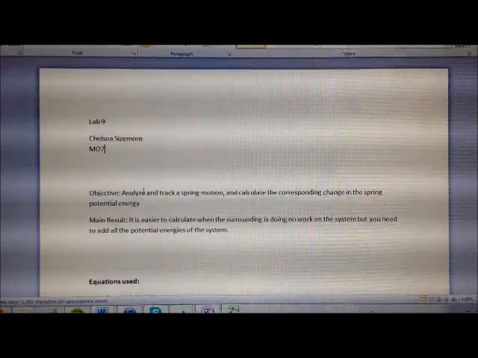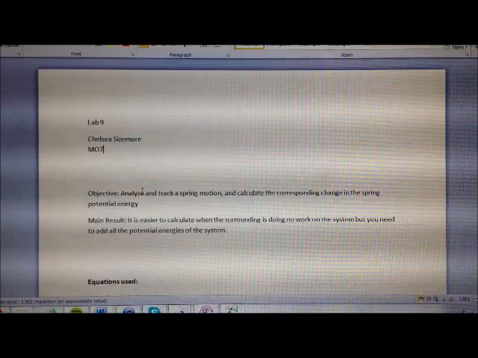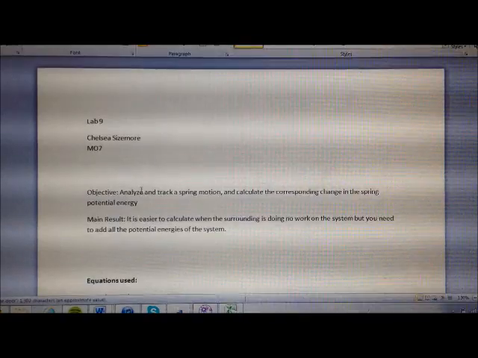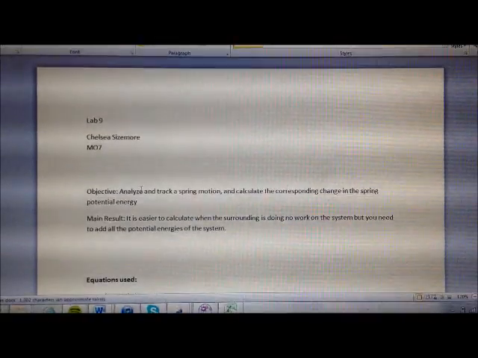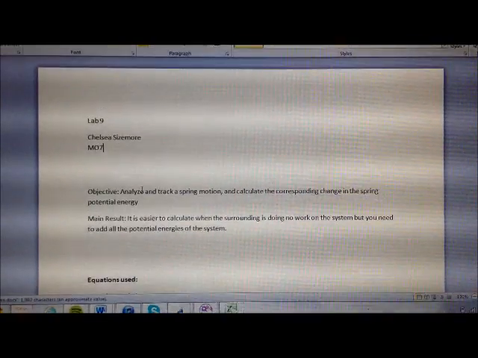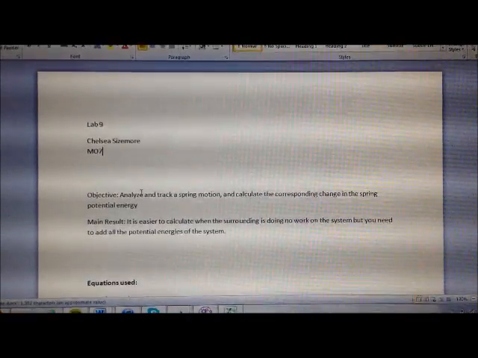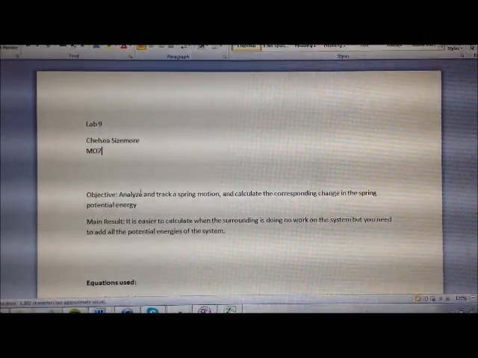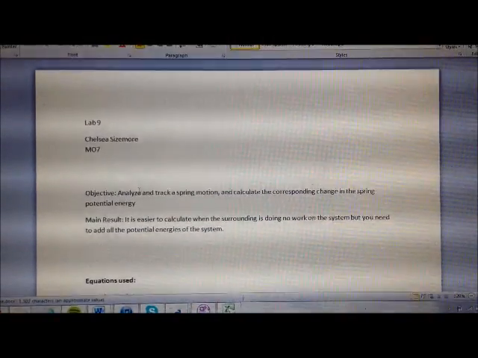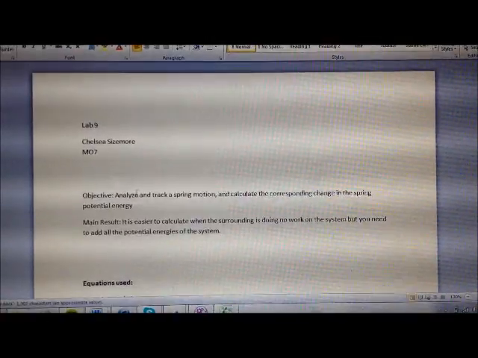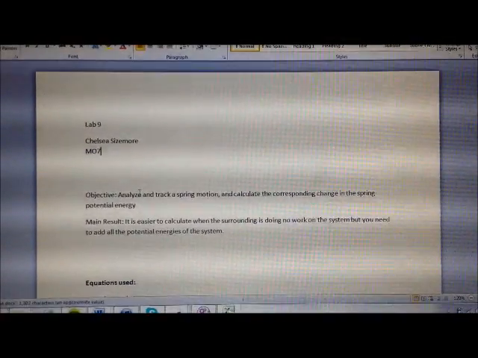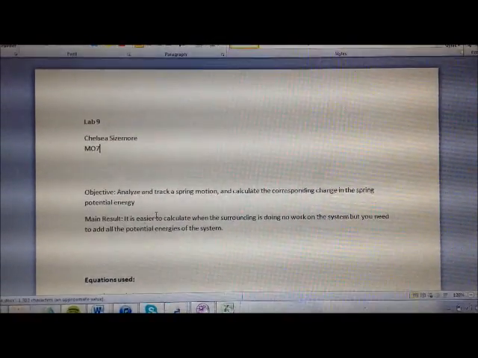The objective of this lab is to analyze and track a spring motion and calculate the potential corresponding change in the spring potential energy. The main result that we found was it is easier to calculate when the surroundings is doing no work on the system, but you need to add a potential energy to the system.